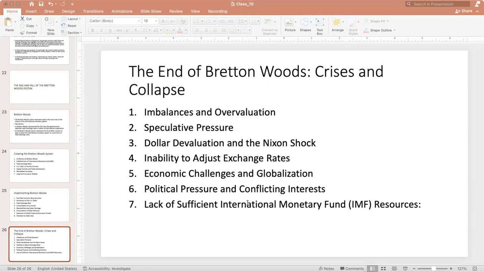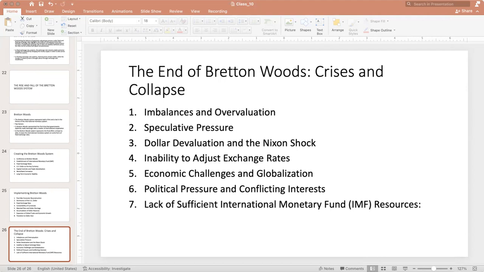And there is a huge relationship between the dollar devaluation and the Nixon policies. Why? Because to address the growing imbalances and pressure on the US dollar, the US government decided to devalue the dollar in 1971, which meant reducing the official gold backing of the dollar. This action, known as the Nixon shock, signaled the end of the Bretton Woods system and the breakdown of the fixed exchange rate regime.